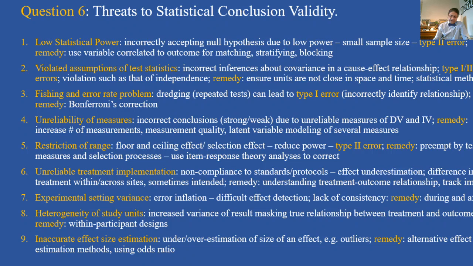Third threat is fishing and error rate problem, which is repeated tests or multiple investigators analyzing the same data sets, increasing the probability of type 1 error. The solution is using statistical methods like Bonferroni's correction, which adjusts p-value to correct the increased risk of type 1 error.